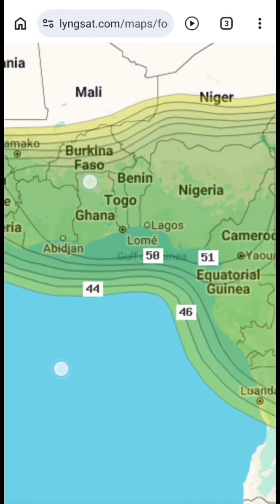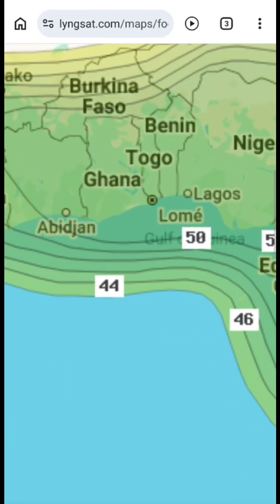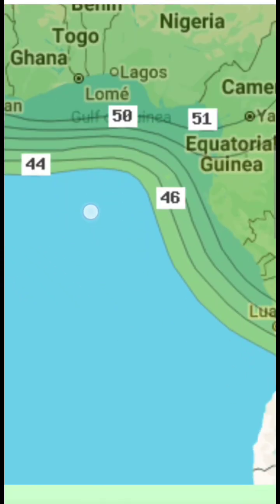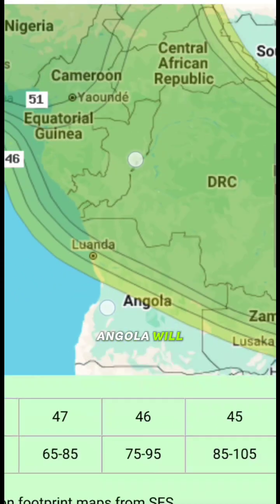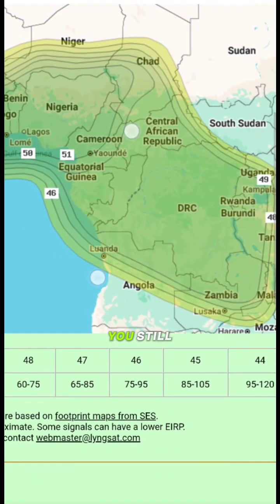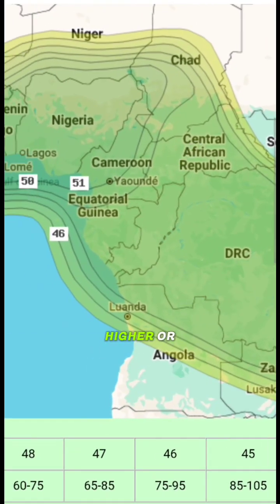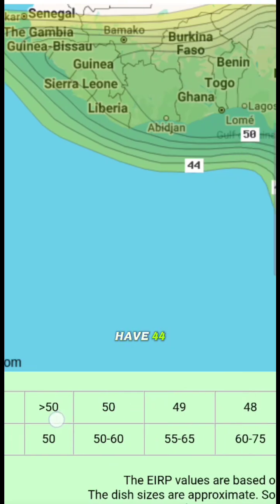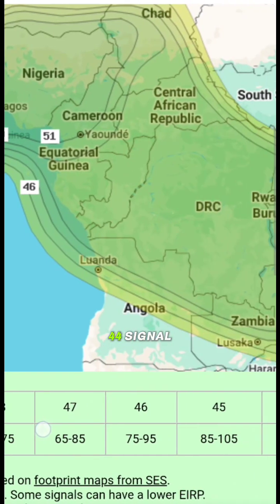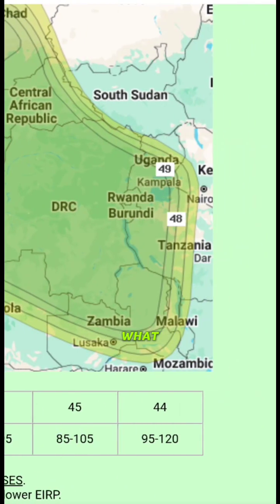Okay, now let's look at the table. The table shows that people that have 44 signal strength need a 95 to 120 centimeter dish, meaning from a 95 centimeter dish to a 1.2 meter dish. So you see, the higher the signal you have, the smaller the dish you need. The smaller the signal, the bigger the dish size that you need.